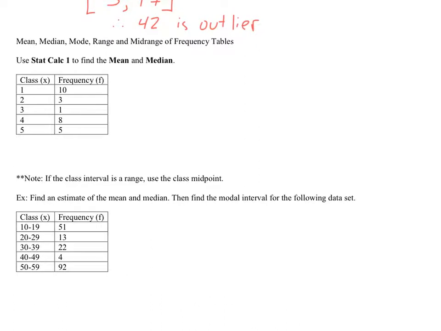Now, when it comes to frequency tables, it's all the same, except you're applying frequencies instead of just looking at it as a single column. So stat edit, clear out my column, 1, 2, 3, 4, 5, 10, 3, 1, 8, 5. When I do my stat calc 1, it should be pretty obvious, you just have to know to put L2 in as your frequency list.